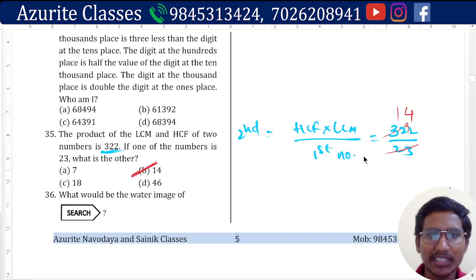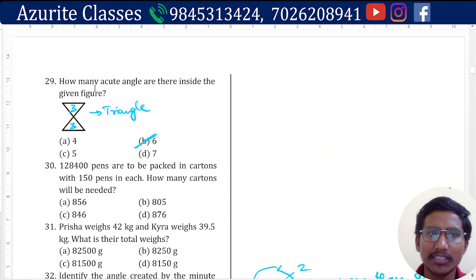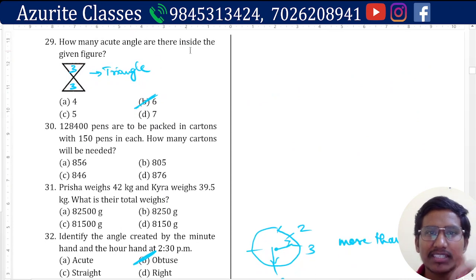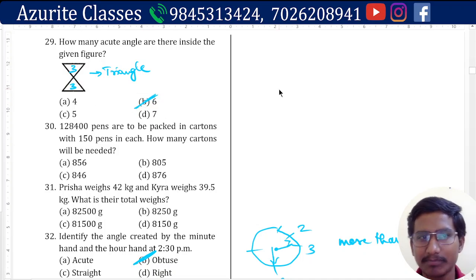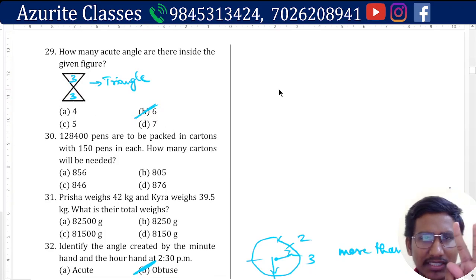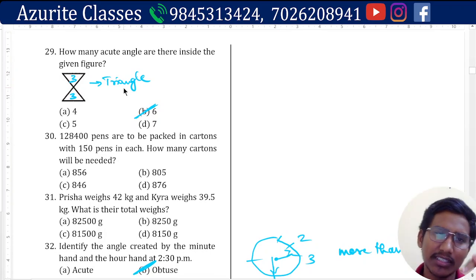Okay, so 29 question. What is the 29 question here? So how many acute angles are there inside the given figure? This side 1 2 3 and this side 3. So 3, 3, 6 angles will be there. Triangle, you know, 3 angles will be there in the triangle. So this side 3, this side 3. So that is 6 angles.